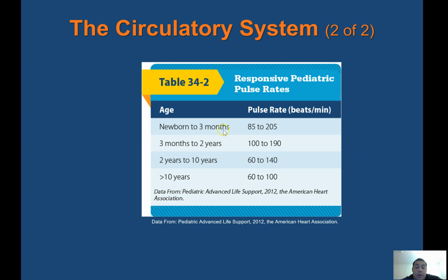Newborn to 3 months, it's going to be up in the 85 to 205 range. 3 months to 2 years, 100 to 190. 2 years to 10 years, 60 to 140. And then over 10 years, it goes down into that adult range where it's going to stay the rest of their life, 60 to 100 beats a minute.